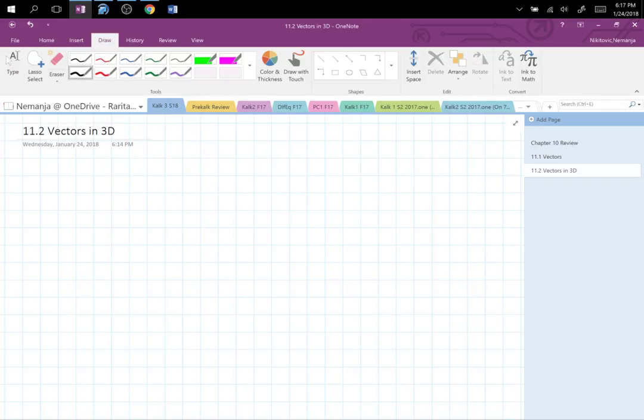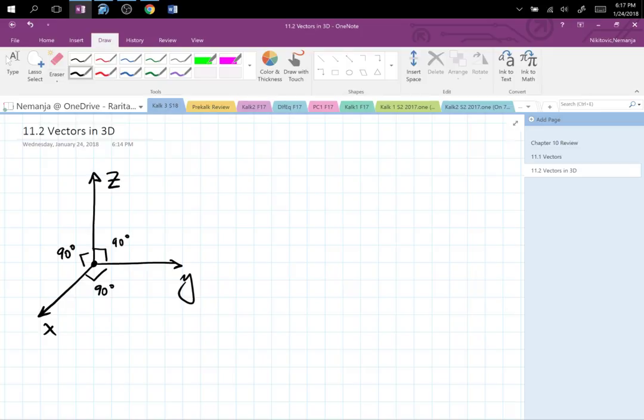So we are moving from two-dimensional plane, which was x and y, into a three-dimensional space, x, y, z. Generally, we draw that space this way. x, y, and z, assuming that there is 90 degrees over here, 90 degrees over here, and 90 degrees over here. Between any two axes is going to be 90 degrees.